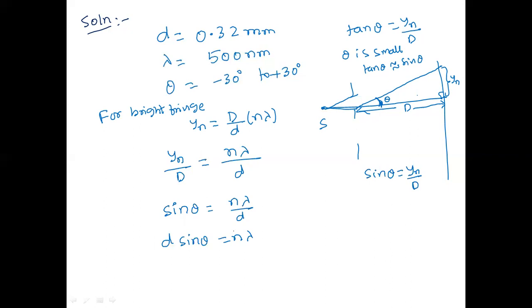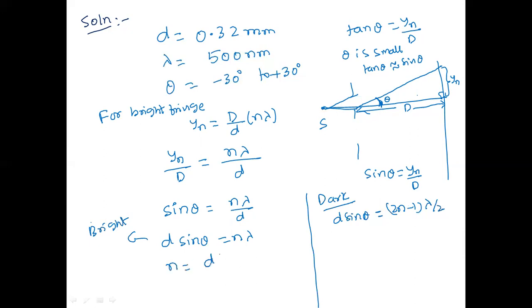For dark fringes, we can write d sin theta must be equal to (2n minus 1) lambda by 2. This is for bright fringes. And they asked to find for the bright fringes only, the number of bright fringes. So n is equal to d sin theta by lambda.